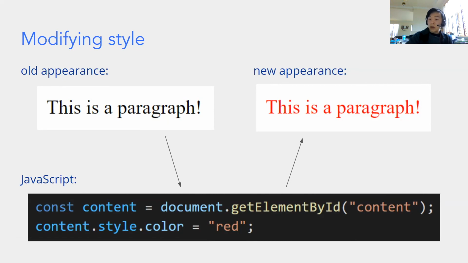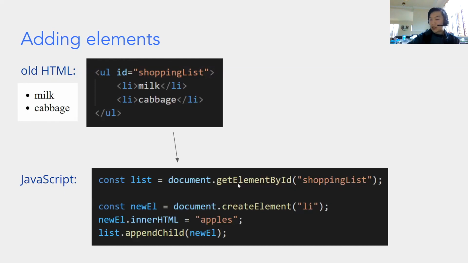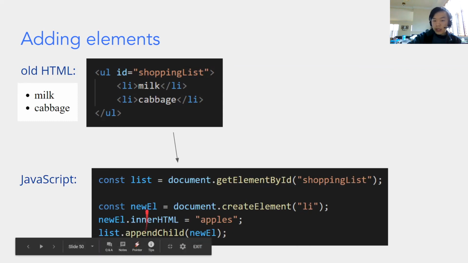Now, another useful aspect with JavaScript is that you sometimes don't want to change something that's already there. You want to add new things. So we have here a ul, the unordered list, which is just like a bulleted list with two list items, milk and cabbage. You can access it using document.getElementById, same command. Now this is the new part. We can create a new list element with document.createElement. This input is what type of element we want to make.